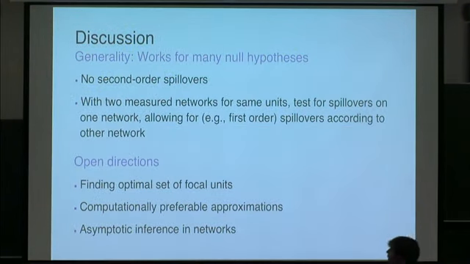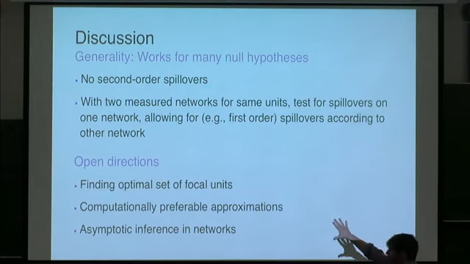Overall, this works for many null hypotheses, like no second order spillovers, et cetera. One of the challenges is that as you get into these higher order hypotheses, you start doing a lot of conditioning. And so it can be the case that there's not much variation in your treatment vector that's left. If there's not much of that left, that may really limit your power for some of these higher order hypotheses. But that kind of makes sense.